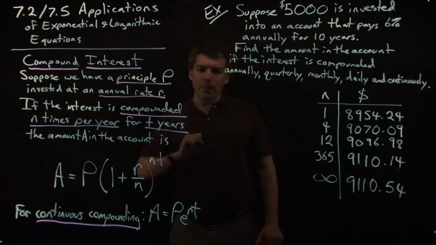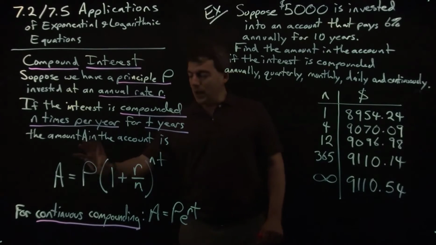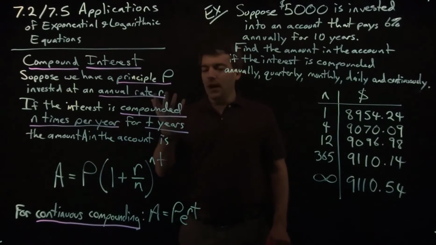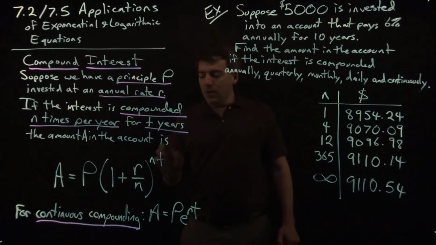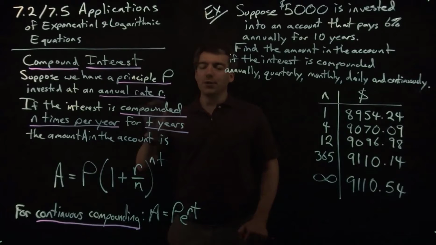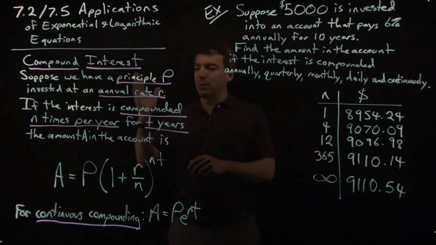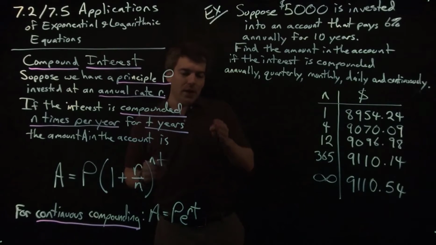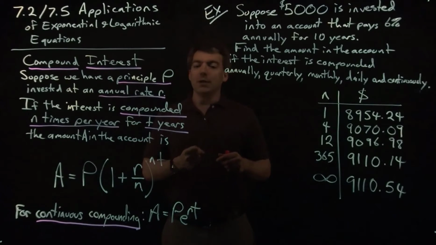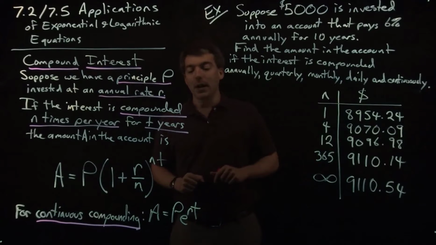What does it mean to compound? Well, if we have an annual interest rate, let's just say 10%, and we just have 10% for the year, what happens is the principal stays in the account for the whole year, and then at the end of the year, it's hit with the 10% interest. So you get the 10% interest at that point in time.